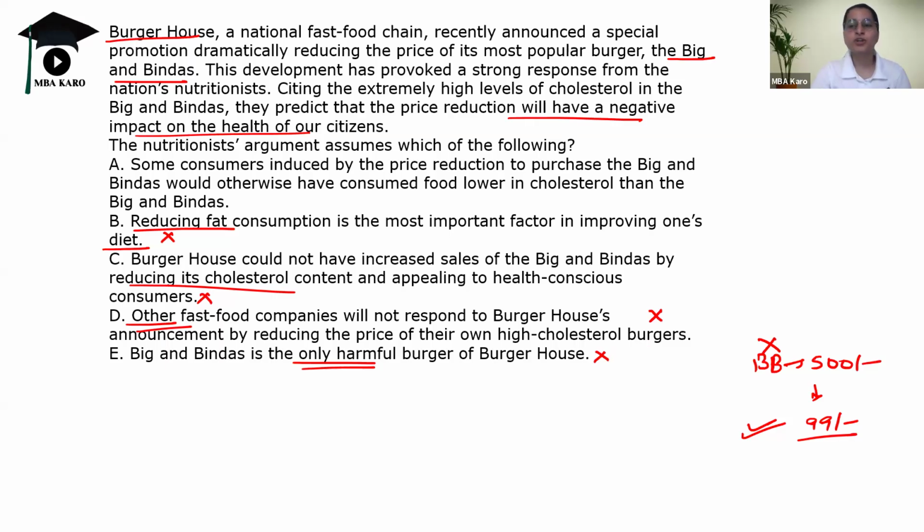So which assumption is supporting our statement? That some consumers induced by price reduction to purchase Big and Bindas would otherwise have consumed food lower in cholesterol than Big and Bindas. Obviously, they would not be spending 500 rupees on Big and Bindas. They might be purchasing something else. So they are induced by the price reduction. That is why they are purchasing Big and Bindas. So the correct answer is option A. Yes, your answer was absolutely correct. Very nice.